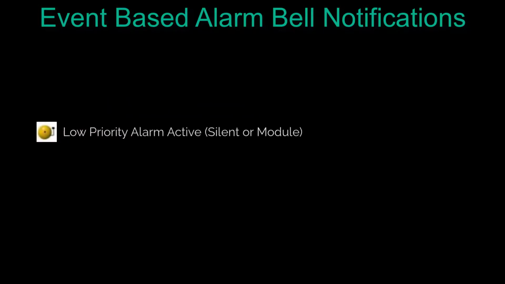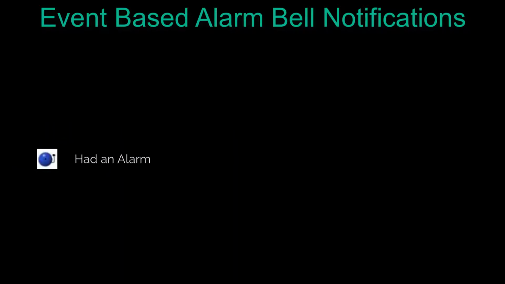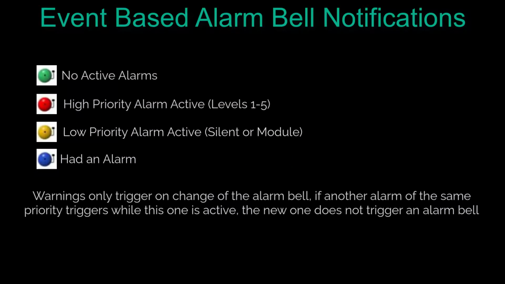Event-based alarm bell notifications. There are 4 levels of alarm bell notifications on the Argus system. Each of these bells has a separate color to denote the current alarm state. Green, no active alarms. Red, high priority alarm active, levels 1 to 5. Yellow, low priority alarm active, silent or module. Blue, had an alarm. Warnings only trigger on change of the alarm bell.